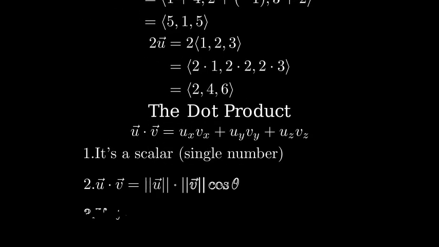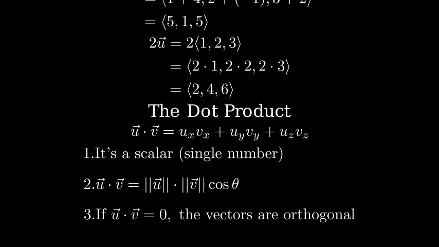The dot product has several important properties. First, it produces a scalar value, not a vector. Second, it can be calculated using the formula u dot v equals the magnitude of u times the magnitude of v times the cosine of the angle between them. Third, if the dot product equals 0, then the vectors are orthogonal, meaning they're perpendicular to each other.